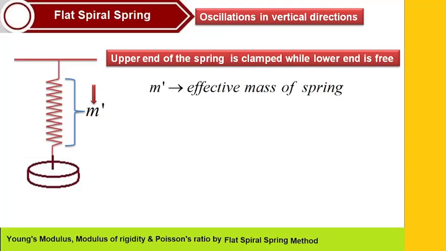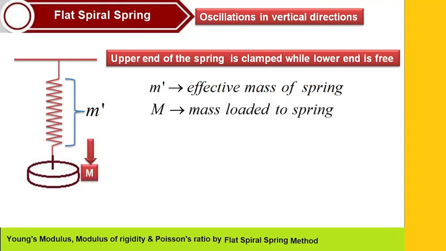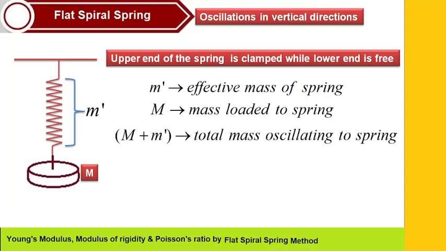Upper end of the spring is clamped while the lower end is free, and small m dash is the effective mass of the spring, which is shown in the diagram. Capital M is the mass loaded to the spring for the oscillations purpose. Capital M plus small m dash is the total mass oscillating on the spring.